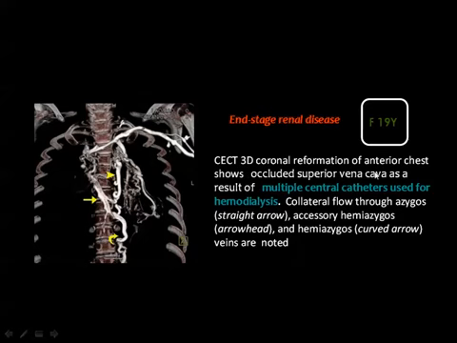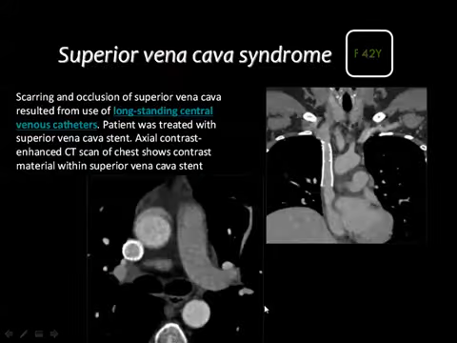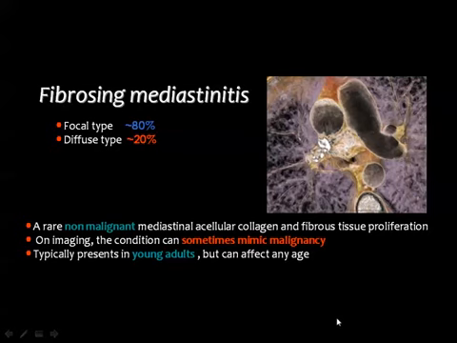And this is one of the cases in a patient with end-stage renal failure, and there are multiple central venous catheters used for hemodialysis, resulting in total occlusion of the superior vena cava with extensive dilation of the mediastinal veins. One of the ways to treat this condition is to put a stent within the superior vena cava. Another case after central venous catheter, resulting in fibrosis and occlusion of the superior vena cava. This condition was treated by placement of a stent in the superior vena cava.